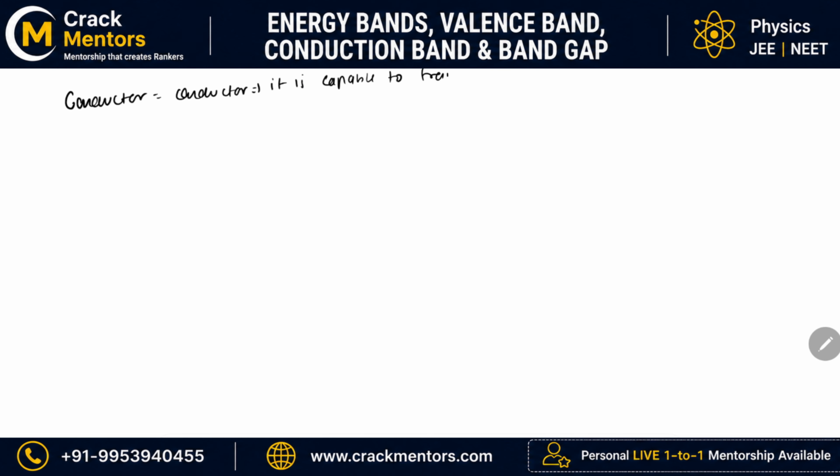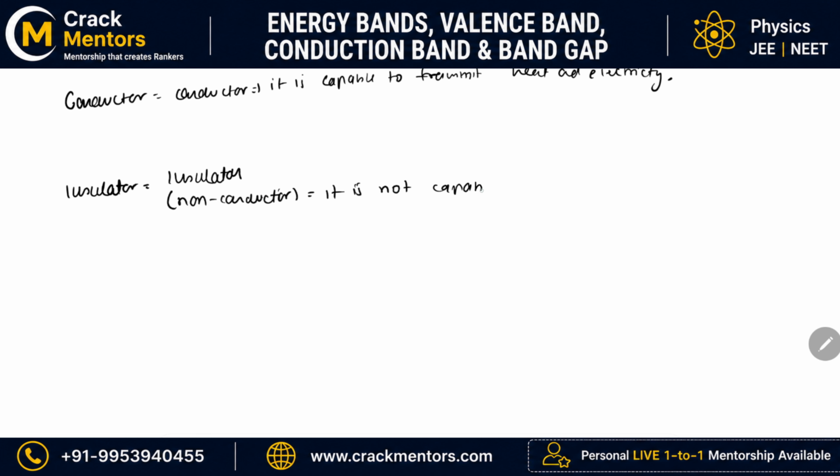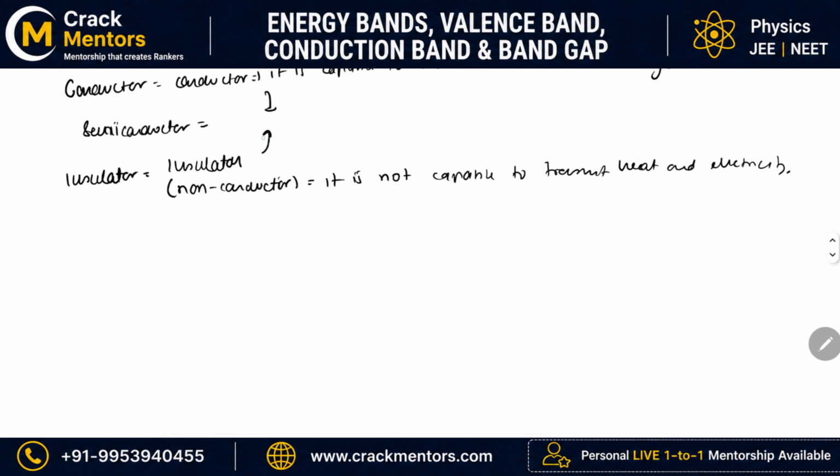That means it is capable to transmit, or you can say transfer, heat and electricity. So anything that can transfer heat and electricity is known as a conductor. If I talk about an insulator, whenever I say insulator, I mean insulator only, something which is non-conducting, that means it is not capable of transmitting heat and electricity. But the moment I say semiconductor, I make it clear to you that it shows the property of a conductor and it shows the property of an insulator as well.